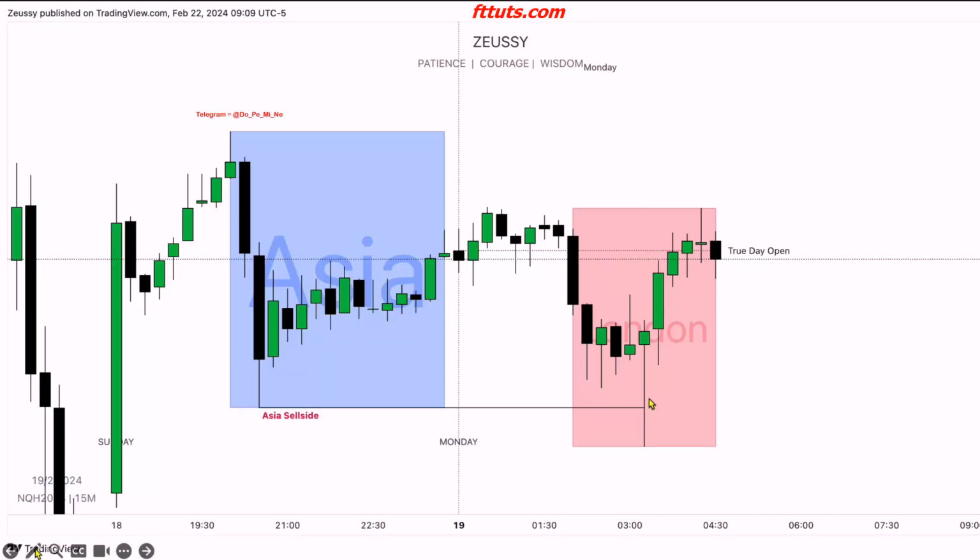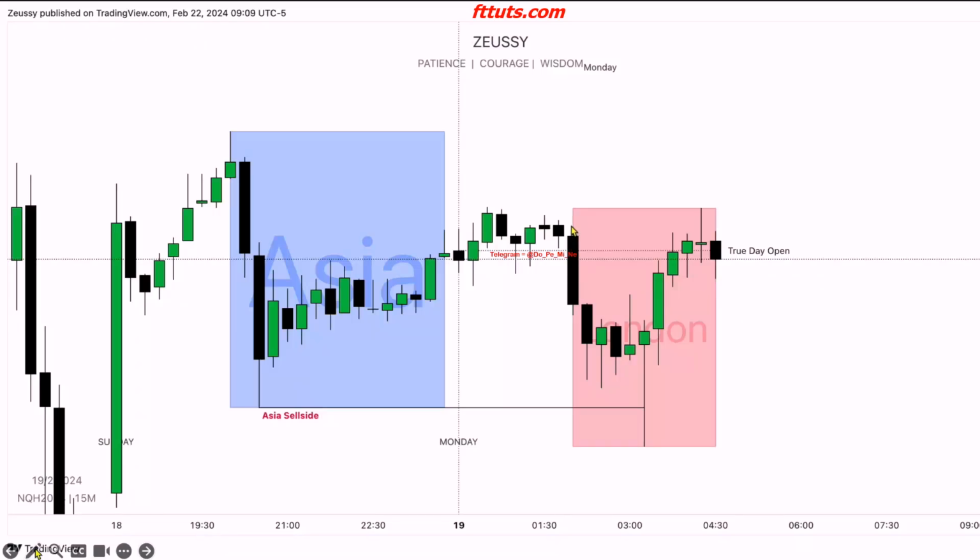So what can we anticipate now? We can anticipate the market to at least retrace into the range that is currently present. So the range being from this high to this low. Why that range, you might be wondering? Well, that's the range of the current day, because the day opened up here at the true day open, midnight opening price. So therefore we can anticipate a run towards buy side liquidity back into that range.